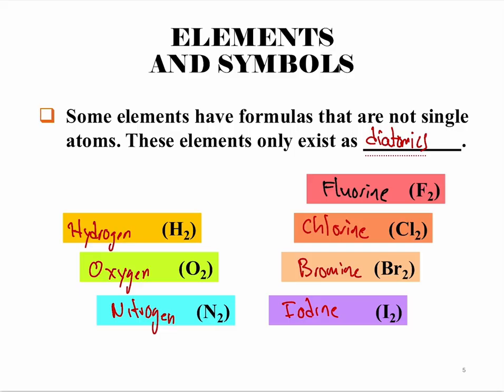What do you guys think the prefix di means? Two, right? So that means two. And once you get into naming molecular compounds, you'll be using these prefixes a lot, right? So di meaning two, diatomic just means two atoms.